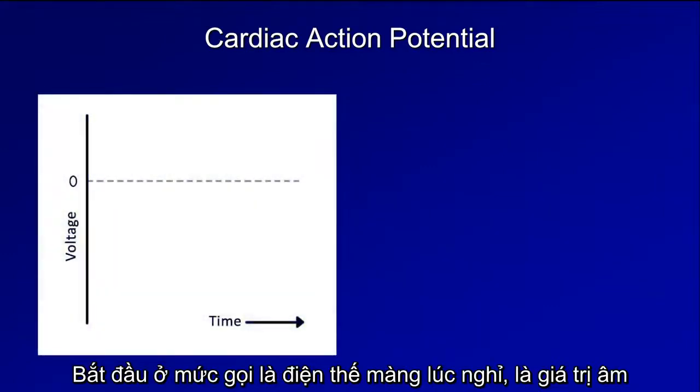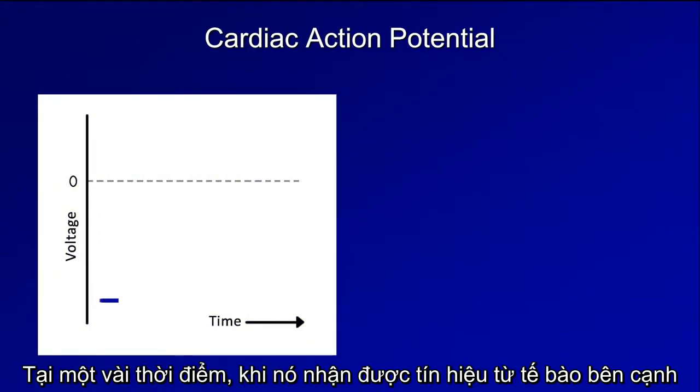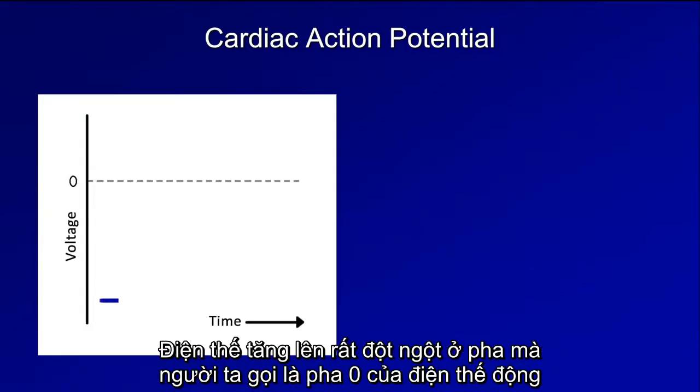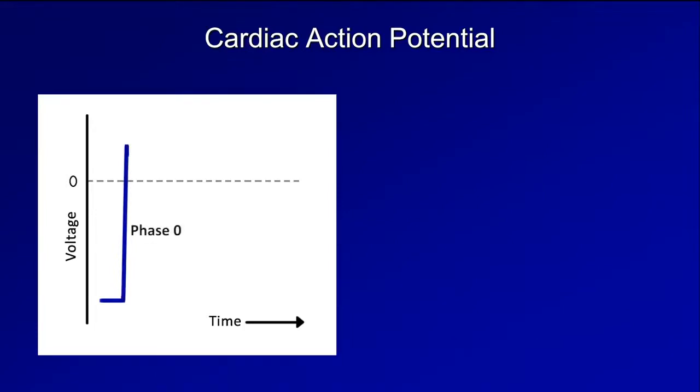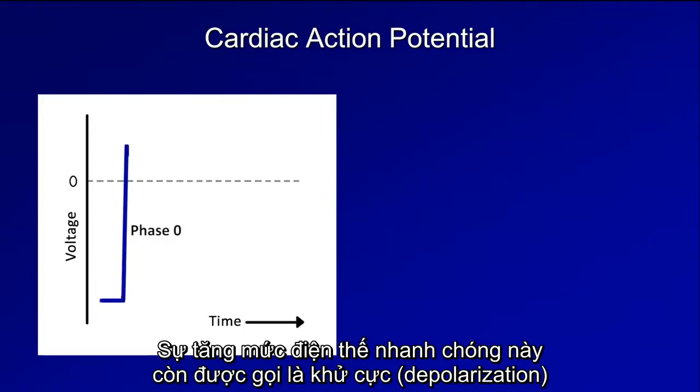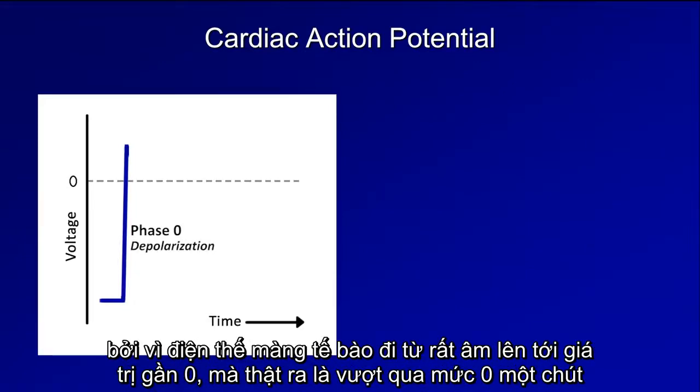It starts at the so-called resting membrane potential, which is negative. At some point in time, when it receives a signal from a neighboring cell, the voltage very abruptly increases in what's called phase 0 of the action potential. This rapid increase in voltage is known as depolarization because the cell membrane potential goes from being very negative to closer to 0 and actually overshoots to slightly more positive than 0.